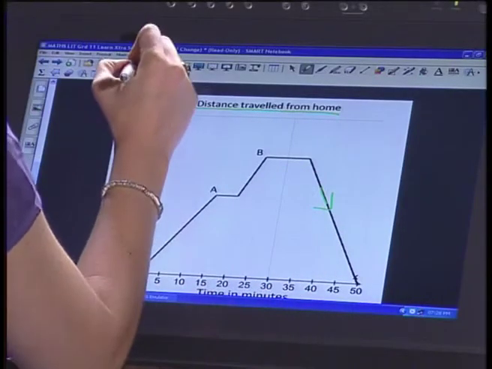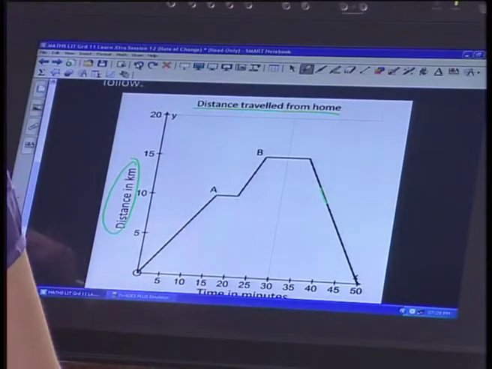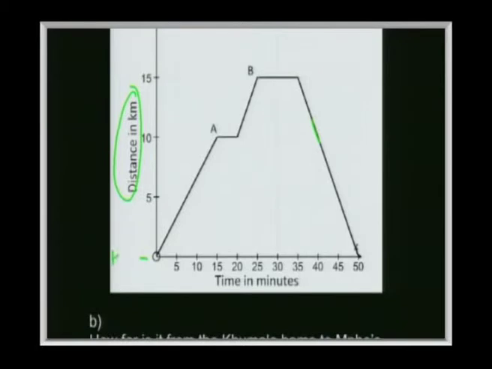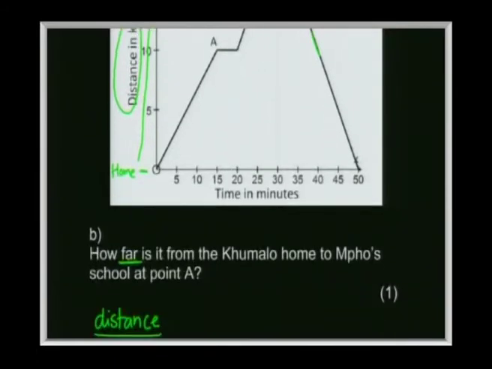No. But when we look at this graph where it says distance traveled away from home, if this over here is home, we can see that she travels further and further away, and then when the graph starts going down, it means she's coming closer and closer back to home. So if we look at B, how far away is it to Mpho's school? We can just calculate our distance, and I'm sure you'll be able to work that out very easily. Let's look at the next one.